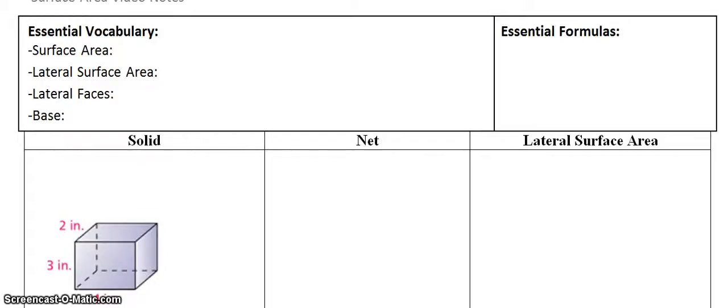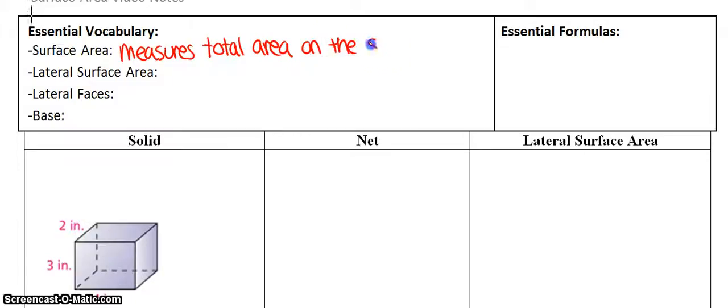So when we talk about surface area, we're talking about a 3D shape, as opposed to regular area, which is just a flat shape. So it measures the total, keyword there, area on the surface of an object, or you can say on the surface of a 3D shape. If I'm looking at surface area, it's like if I were to wrap a present, how much wrapping paper would go around the shape, on the surface, on the outside, however you want to think about it.